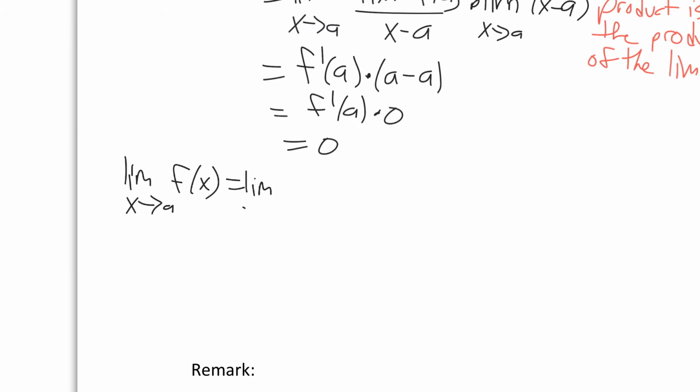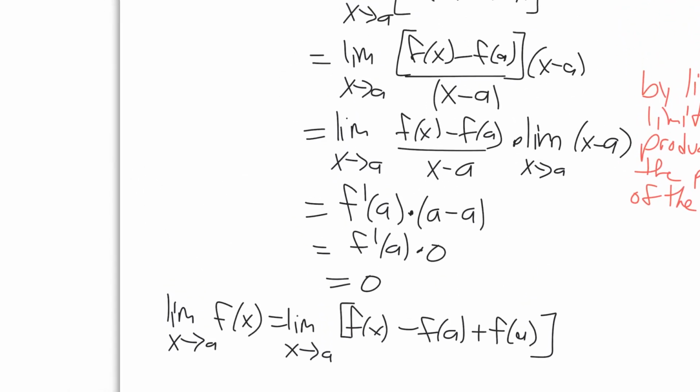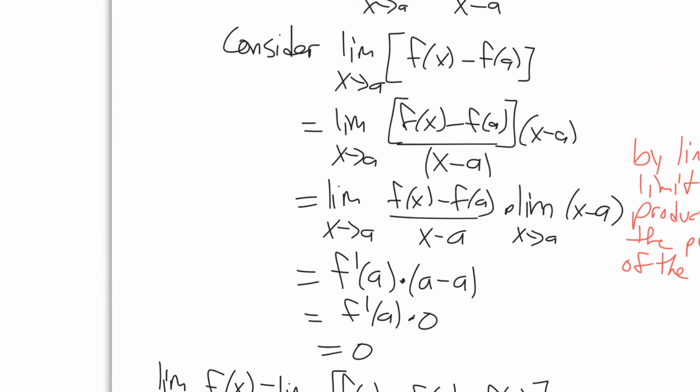That's what you're trying to prove. Well, we can do another sneaky thing in math. In math, you're always allowed to add and subtract anything you want. So what if we add and subtracted f of a? Well, notice, this portion here, f of x minus f of a, we just considered that limit. And when we considered that limit, we found that it was 0.